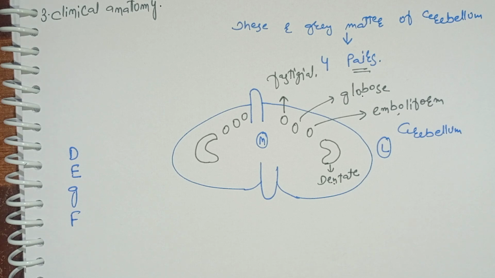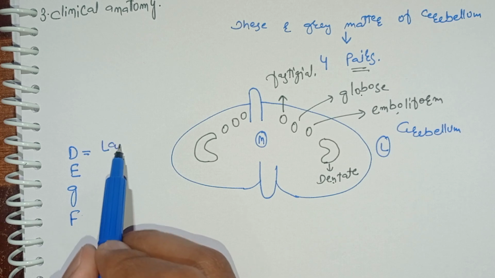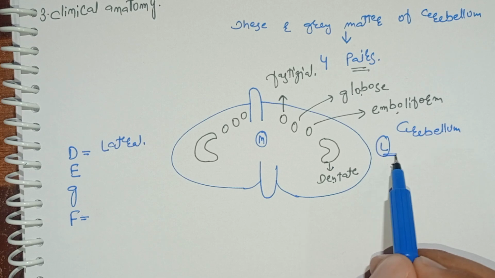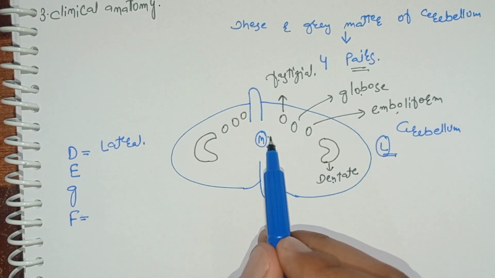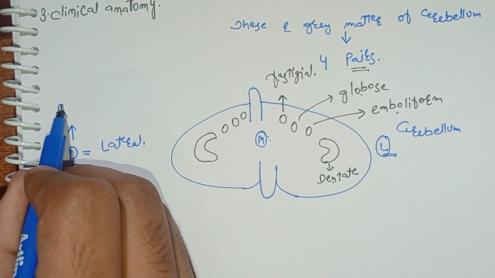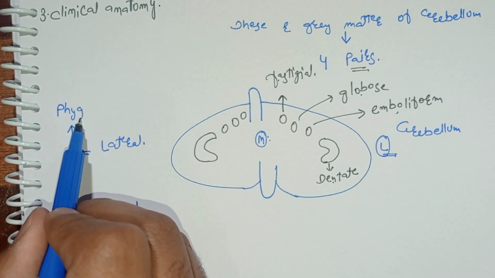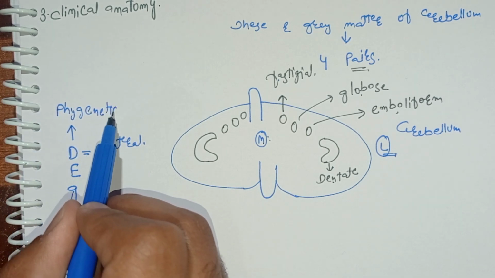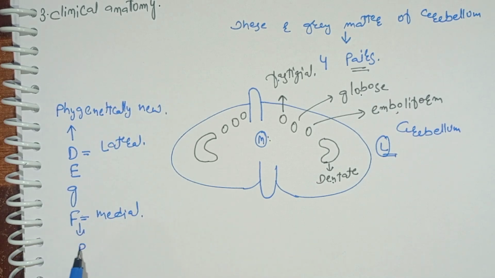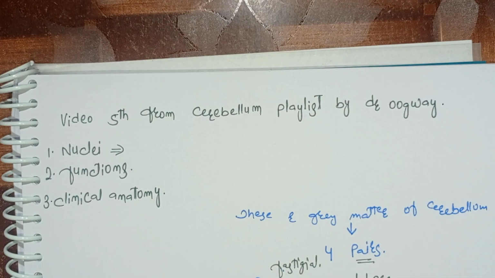These can be remembered as: A, B, C, D, E, F, G. This dentate nucleus is the most lateral nucleus, and this fastigial is the most medial nucleus. This dentate nucleus is also phylogenetically the newest, while the fastigial nucleus is phylogenetically old. So this is all about the nuclei of the cerebellum.